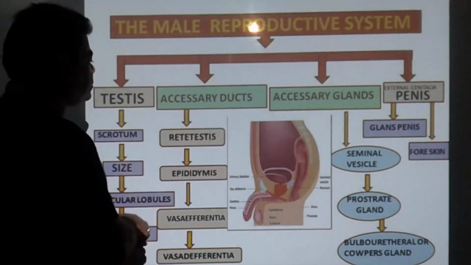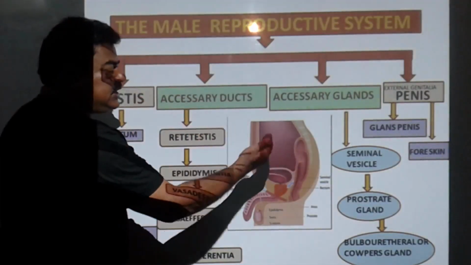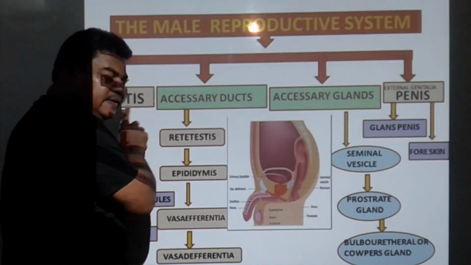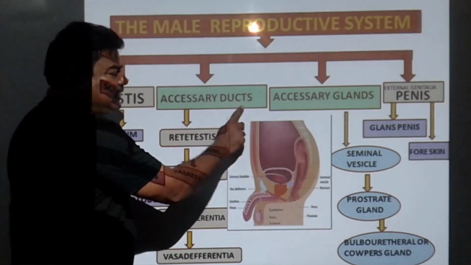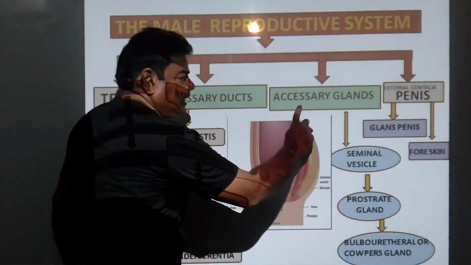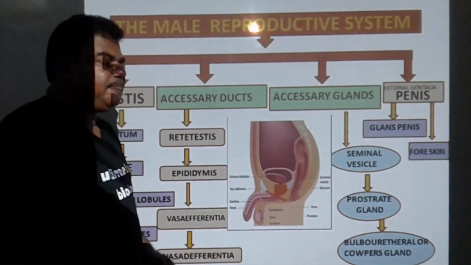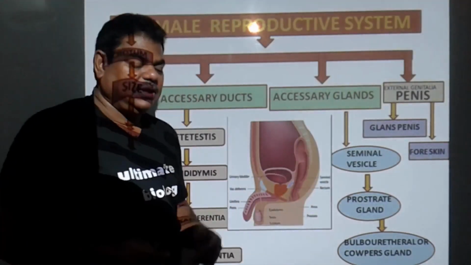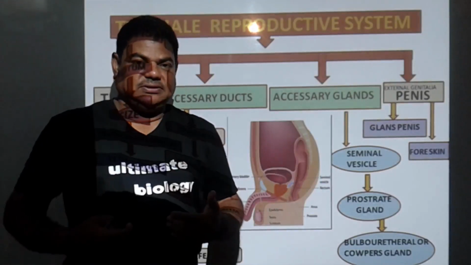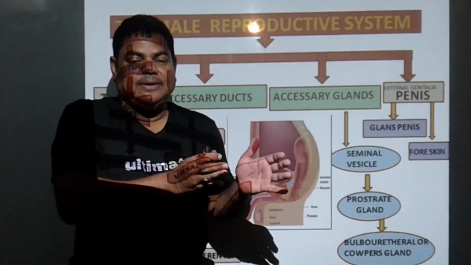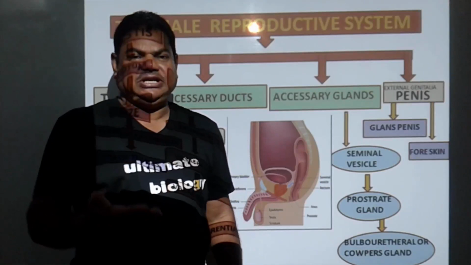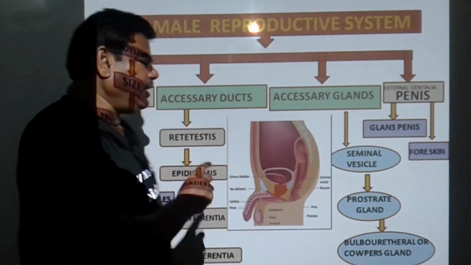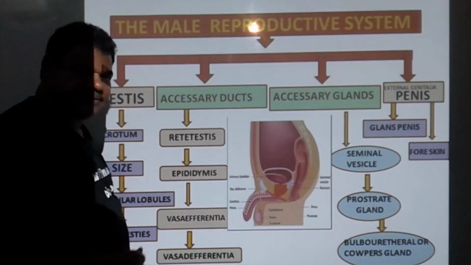Next, the male reproductive system gets differentiated into these parts. One is the testes, second is the accessory duct, third is the accessory gland, and last is the external genitalia. For our convenience, to study the male reproductive system in detail, we differentiate it into these parts.